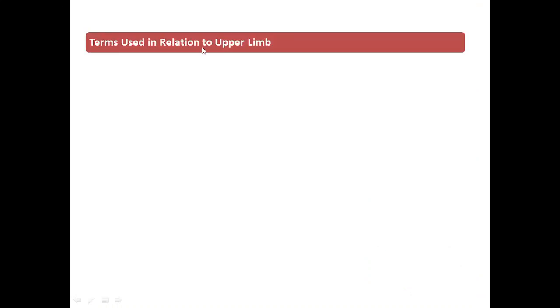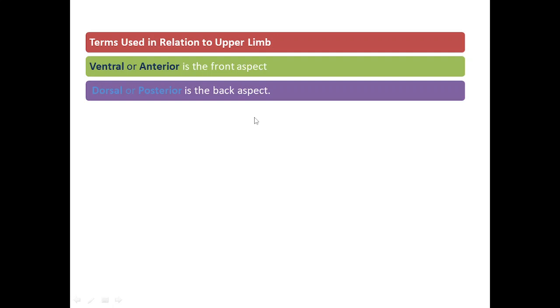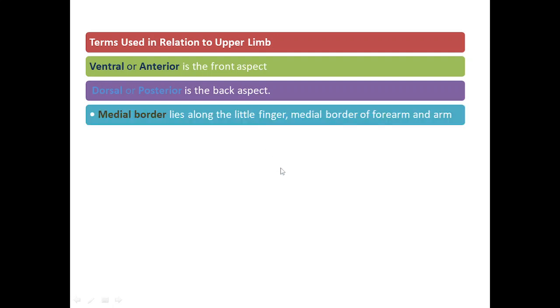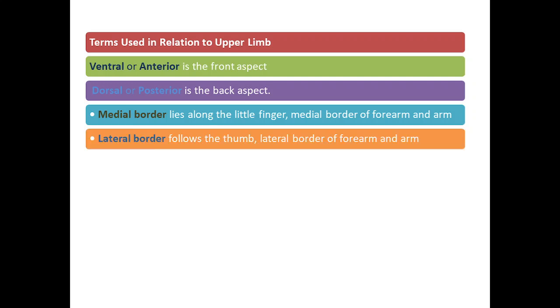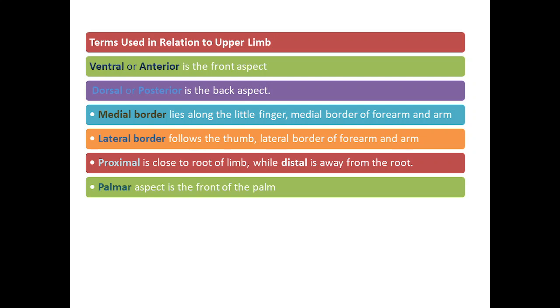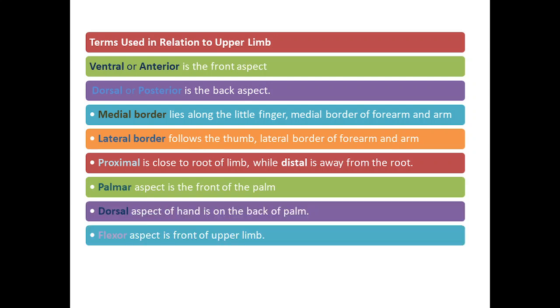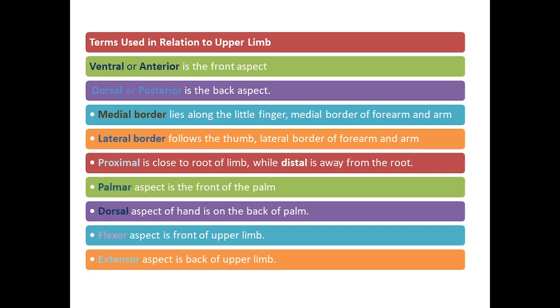Then we have some terms used in relationship to the upper limb. Ventral or anterior is the front aspect of the hand, dorsal or posterior is the back aspect of the hand. Medial border lies along the little finger and medial border of forearm and arm. Lateral border follows the thumb, lateral border of forearm and arm. Proximal is close to the root of limb, while distal is away from it. Palmar aspect is front of the palm. Dorsal aspect is back of the palm. Flexor aspect is front of the upper limb. Extensor aspect is back of the upper limb.